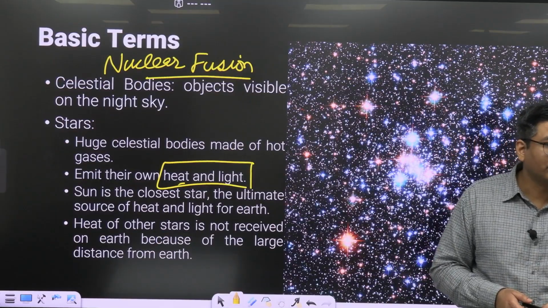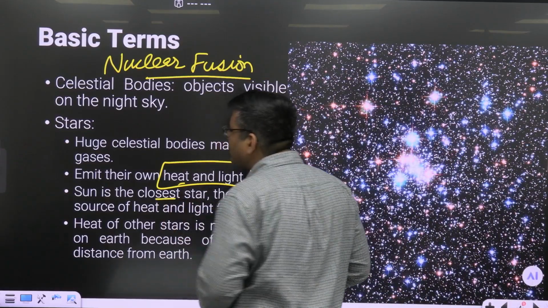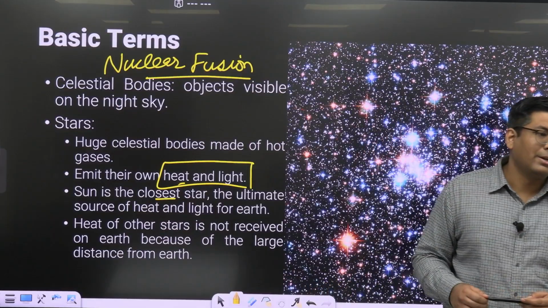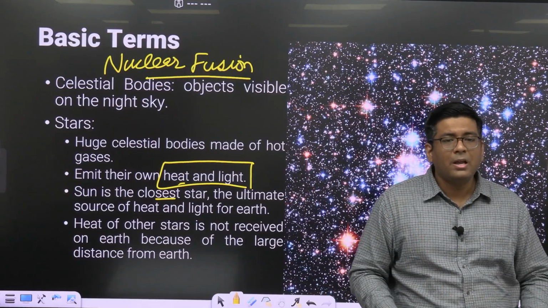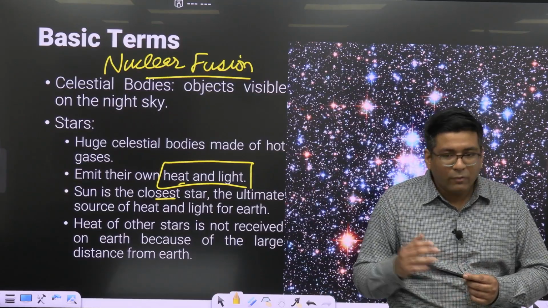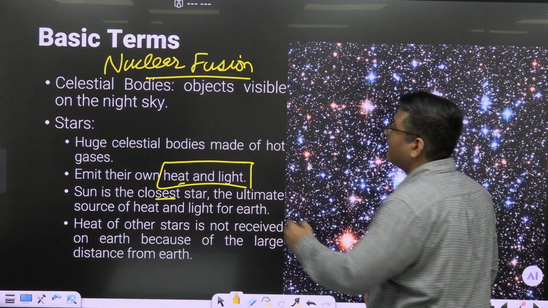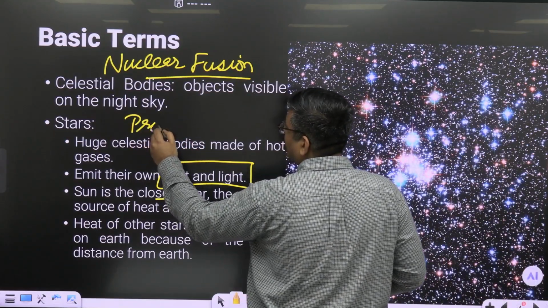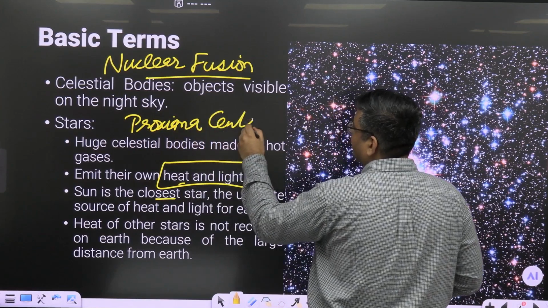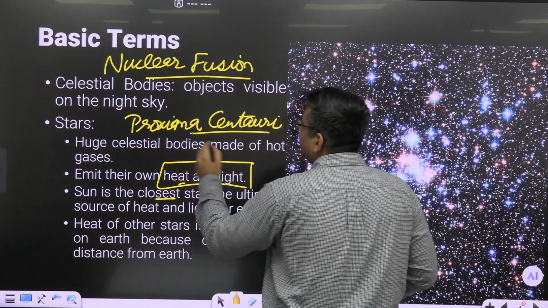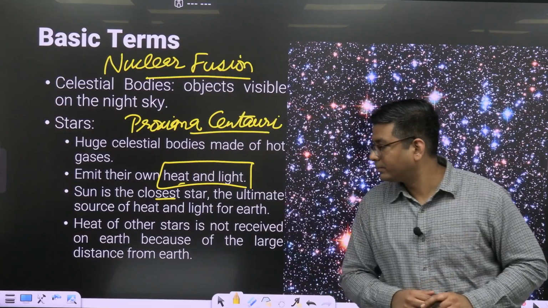Okay, understood? The next part: the closest star to us is the sun. The sun is the ultimate source of heat and energy for the entire earth and the solar system. After the sun we have Proxima Centauri. There is another star, Proxima Centauri. This is the second closest star to earth after the sun.